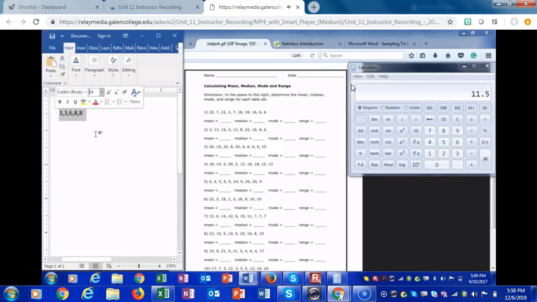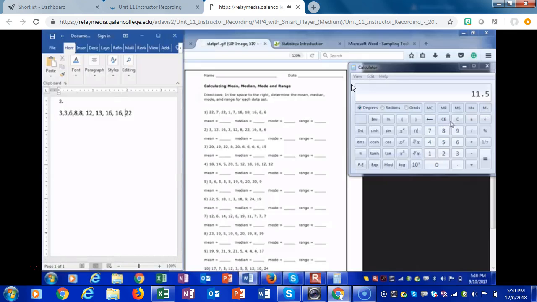3, 6, 8, 8. What's after 8? We have 12, 13, and 16. After 16, we have 22. Let's make sure we got everything in there. Let me make sure I'm not missing anything. 12, 13, 16. Oh, there's 2 16s. All right, so we have 3, 6, 8, 8, 12, 13, 16, 16, and 22.